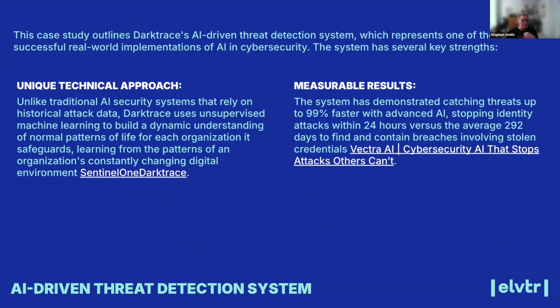All right. So again, Darktrace, their differentiator is that they use unsupervised learning, right? So most AI is based on historical data. What Darktrace does is they learn what's normal and they flag everything that's not.